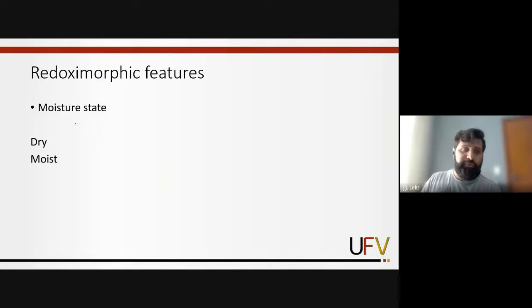We also should describe the moisture state. It's quite easy because we just need to describe if the reductive morph feature is dry or moist. And it's quite important to describe it because if you have a dry reductive morph feature, maybe, just maybe, you don't have a tidal water, we don't have a flooding area. But if you have a moist reductive morph feature, so you have a flooded area, we have a lot of influence from water, okay?